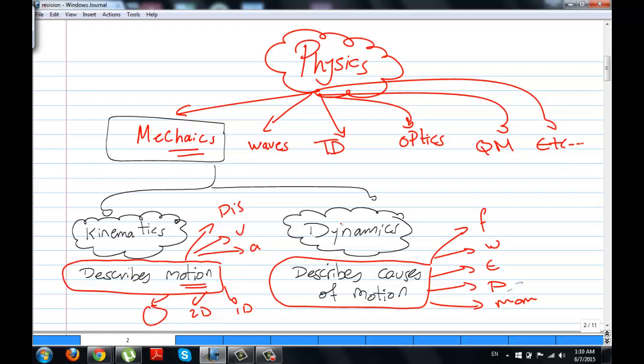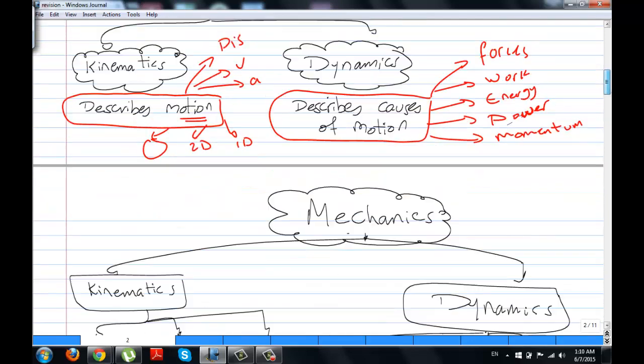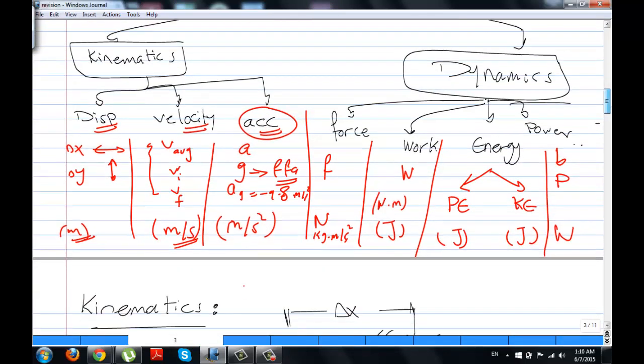Dynamics is the branch of mechanics that describes the causes of motion through forces, through work, through energy, through power, and through momentum. So kinematics and dynamics are the 2 main branches of mechanics. If we go into kinematics, it basically discusses the displacement, velocity, acceleration.